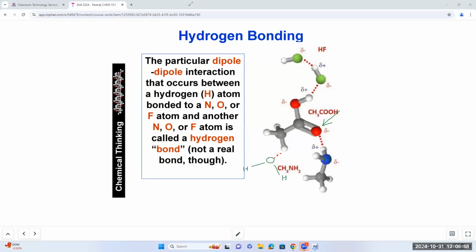It is bonded to a carbon. You see that? There is this hydrogen over here. This hydrogen is covalently bonded to a carbon, which is not nitrogen, oxygen, or fluorine. And this is why this is not considered hydrogen bonding interactions. Please keep that in mind. All right. What questions, concerns, comments do we have?